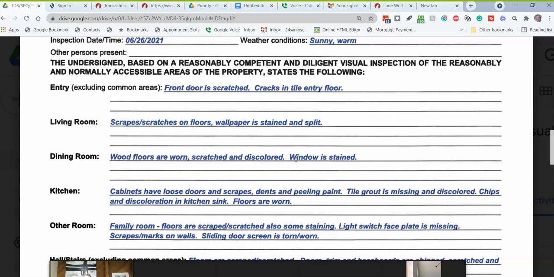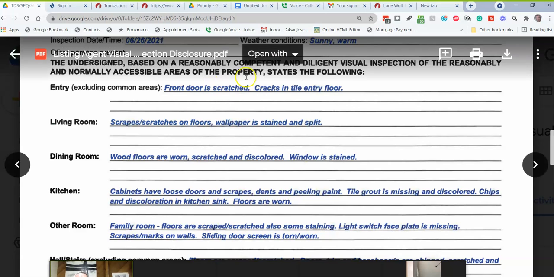But there's a lot of stuff on this one that you might not have. If you have a relatively new home, you're not going to have so much to work with. But look at the entry. Front door is scratched, cracks in the tile entry. Notice that the listing agent didn't say small scratch, normal wear and tear scratches. Didn't say minor cracks in the tile, normal cracks, normal minor. Notice the lack of adjectives. The door is scratched. There are cracks in the entry.